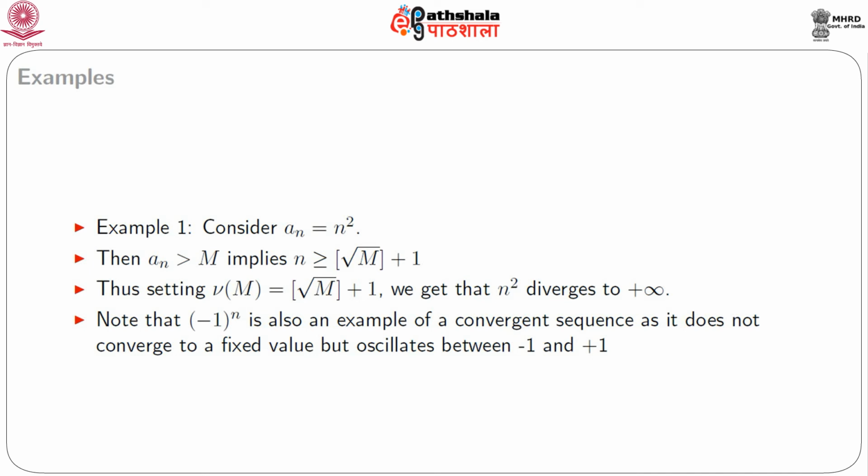However, there is a controversy of defining an oscillatory sequence as divergent, but we are just classifying sequences as either convergent or divergent. So, if a sequence has a finite limit, we say that the sequence is convergent. And if the sequence doesn't have any finite limit, we say that the sequence is divergent.